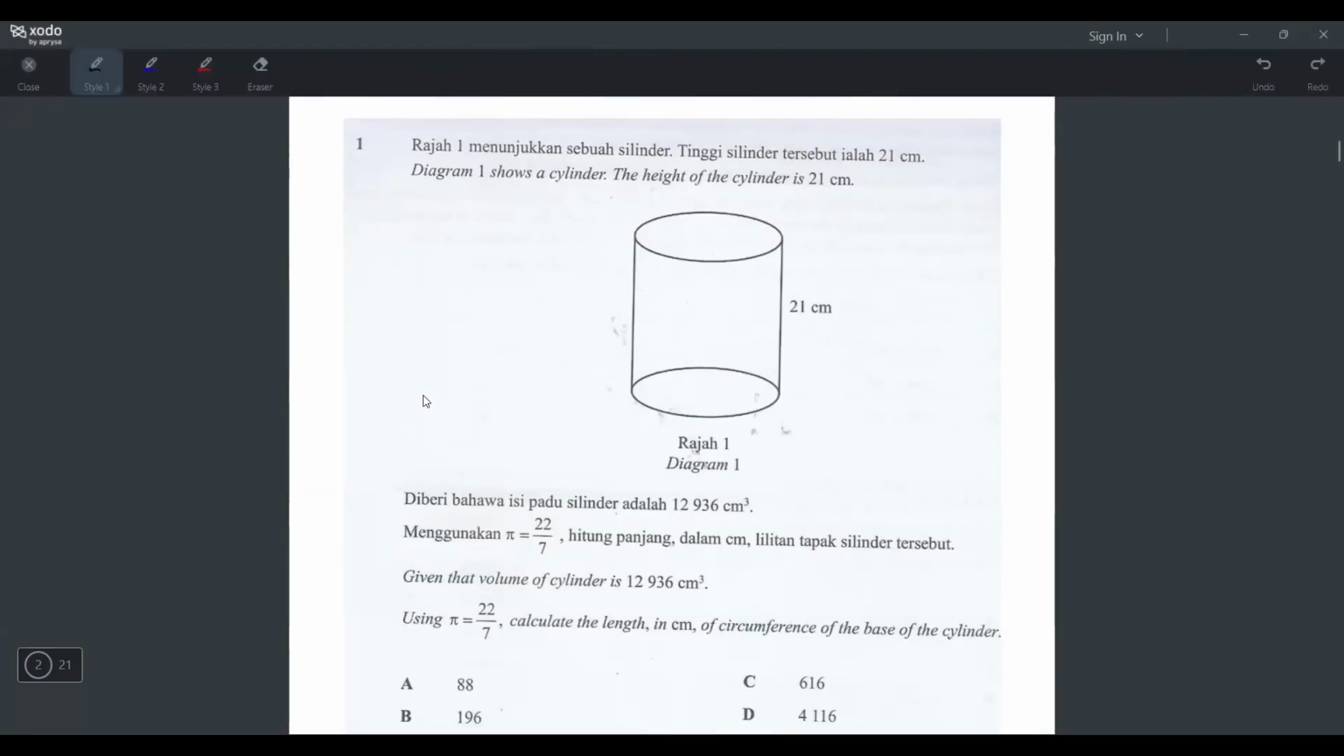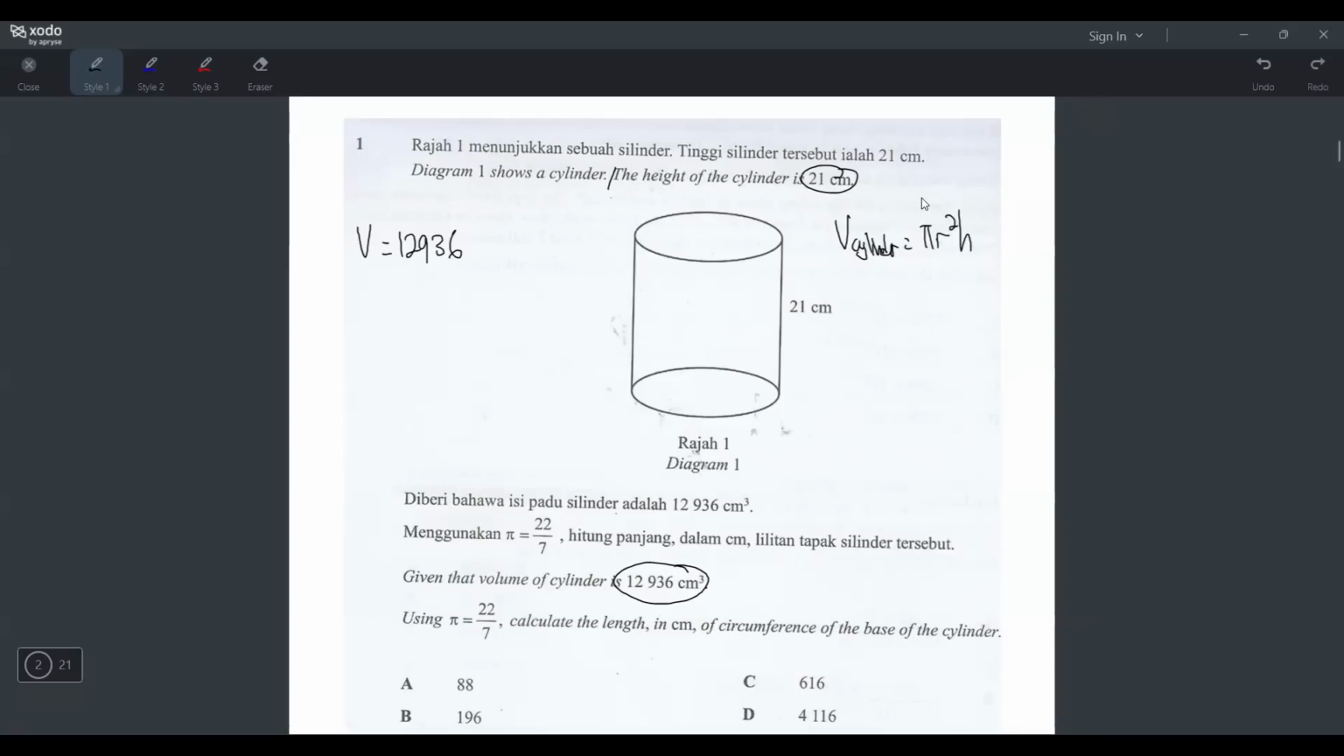Okay, number one. Diagram one shows a cylinder. The height of cylinder is 21 cm. So they already label for me the height, the tinggi lah. Given that the volume of cylinder is 12936, so this is important. Volume is 12936. Okay, what is the volume of cylinder formula? Pi r square h. Okay, this is the formula.